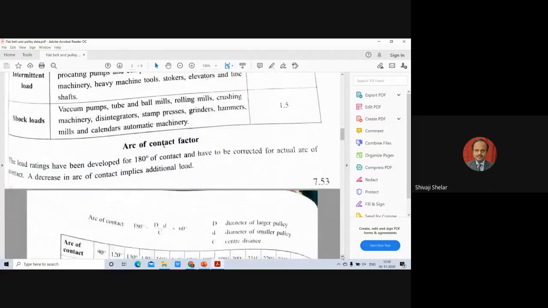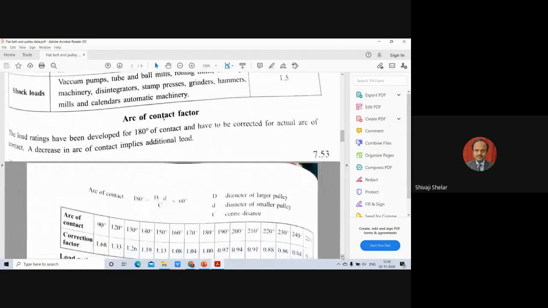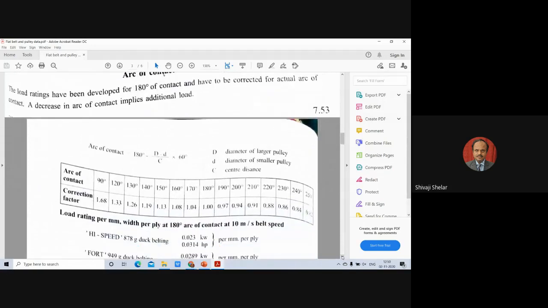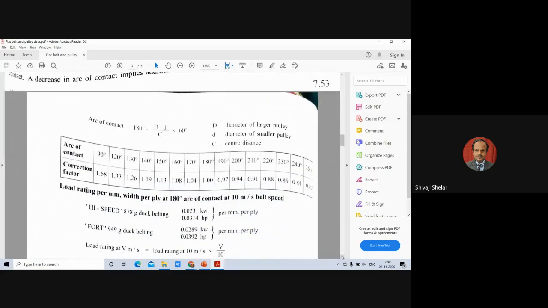Then we need to calculate the arc of contact correction factor. Here on the smaller pulley, the angle of contact is less than 180. If the angle of contact is less than 180, then your correction factor will be greater than 1. If your angle of contact is greater than 180, then the correction factor will be small. You can see your arc of contact and correction factor here. Your angle here is 168, which is very close to 170. So the correction factor is equal to 1.04.